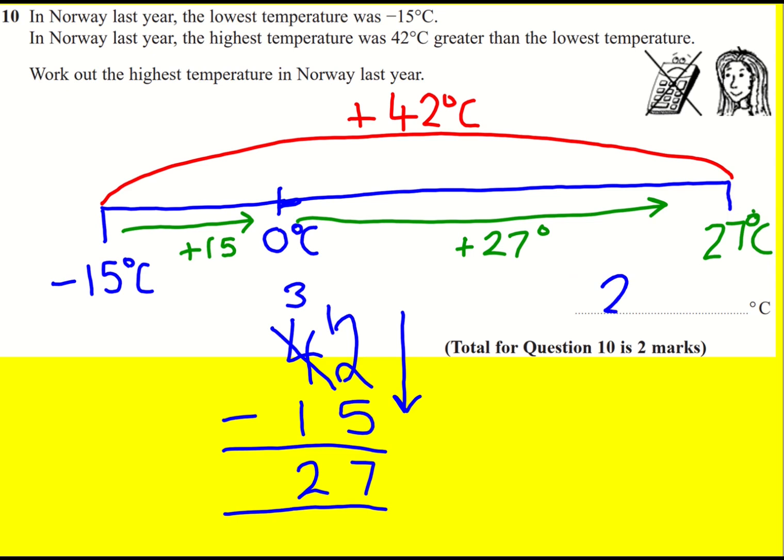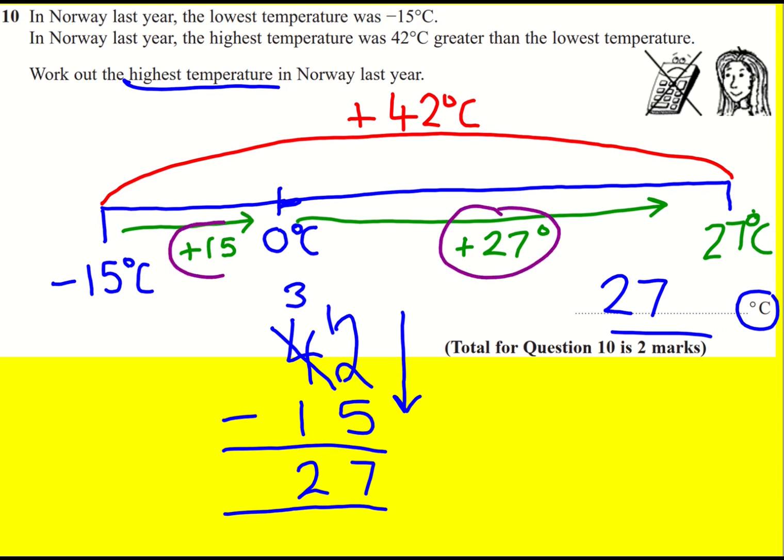And I'm just going to show you how you can check that as well. So we've got the units there. They've given us the units, that's okay. So the highest temperature was 27 degrees in Norway last year. You can check that by adding together these two numbers. If you added those two together, you would get 42. And that is how you know that you've got the correct answer.